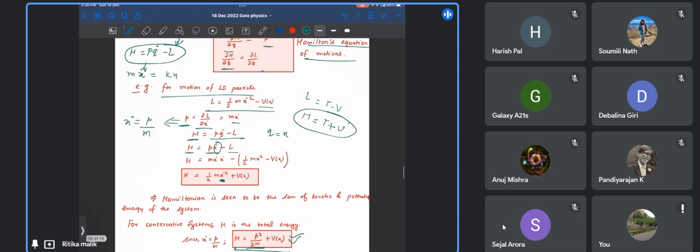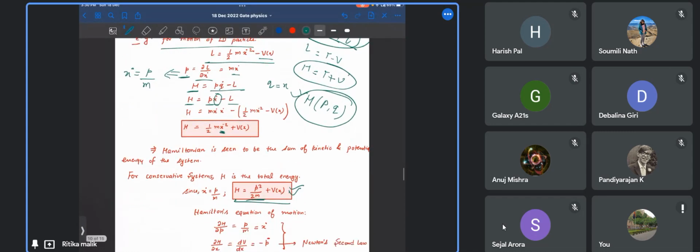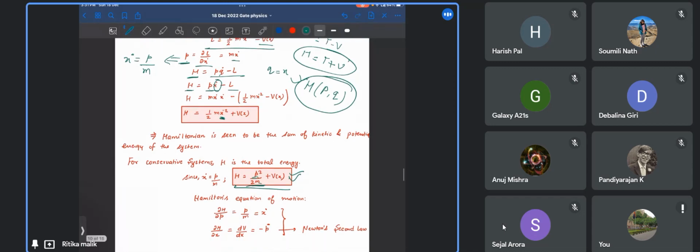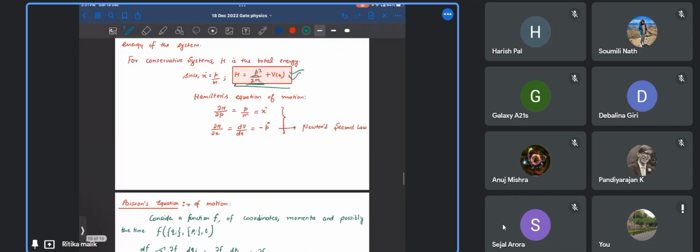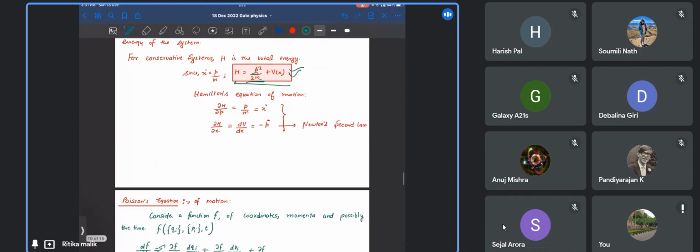And whenever in a GATE question you encounter the Lagrangian, try to write the solution with the coordinates Q and Q dot, and with the Hamiltonian, the coordinates P and Q. So this is the main concept. Even though both give the same equation of motion, in one case it is written in terms of Q dot, in another case it is written in terms of momentum. So these are your Hamiltonian equations of motion.